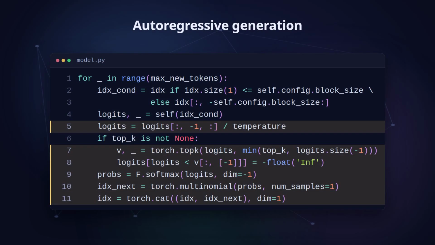At inference time, the model predicts 1 token at a time. It runs a forward pass, takes the logits at the final position, scales them by temperature, optionally keeps only the top k candidates, then samples from the resulting probability distribution.